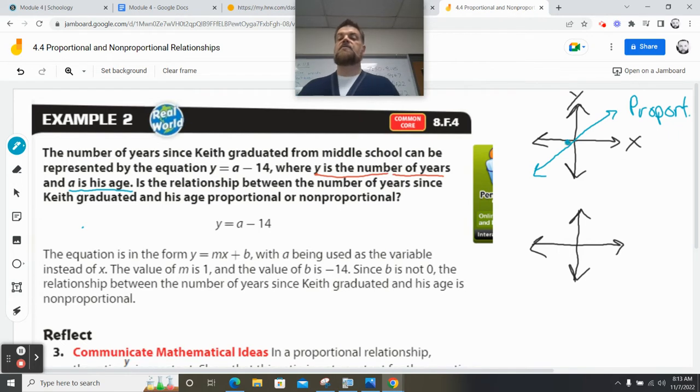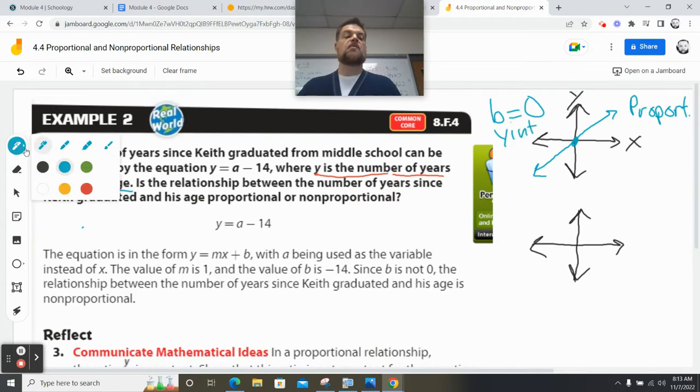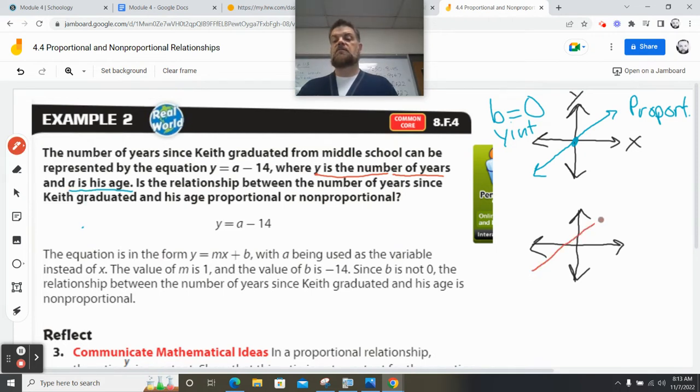What is the y-intercept of this? In other words, where does it cross the y-axis? At 0, 0. So my y-intercept is 0. Now, a non-proportional relationship just crosses anywhere but the origin. So it could go like this. And so this y-intercept does not equal 0, and that is non-proportional. Okay?